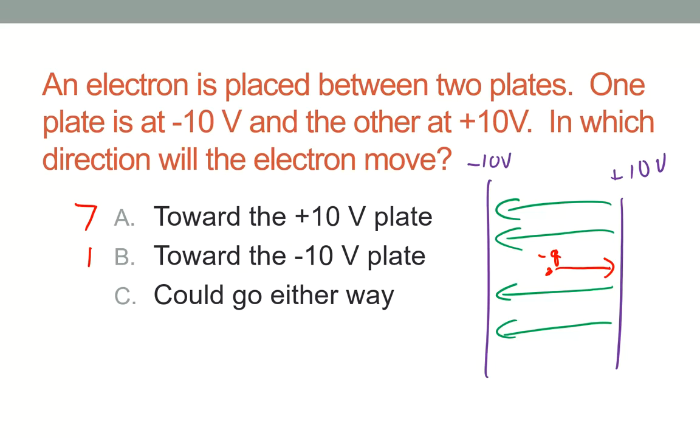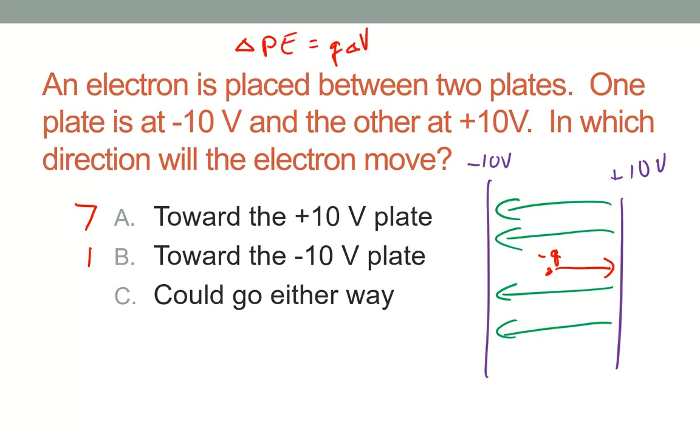Okay, so it's a lower potential energy. The electron's going to move where there's lower potential energy. Which is higher electric potential for an electron because of its negative charge. For a positive charge, it's reversed, because change in potential energy is equal to Q delta V.